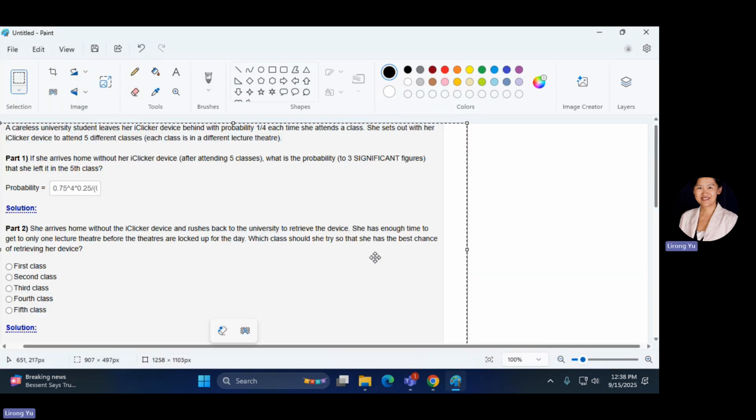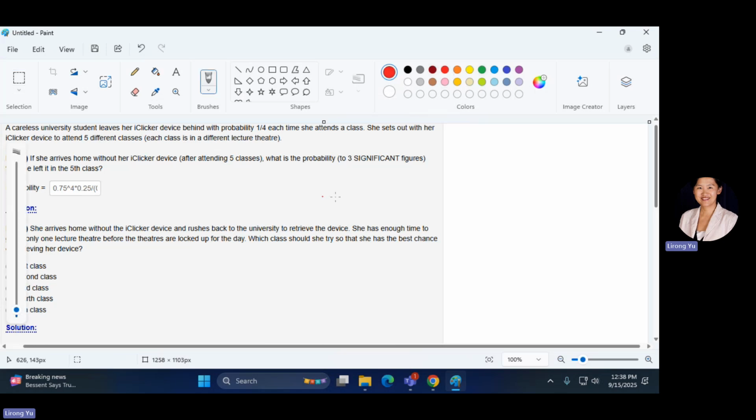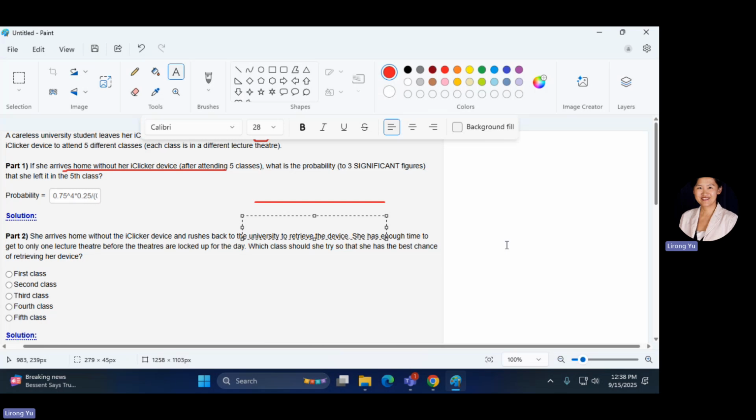If you have already finished it, then this will be something extra. So the first question is a conditional probability. The denominator will be she arrived home without the clicker. So it could be 0.25, the probability she left it in the 1st class, plus she left it in the 2nd class: 0.75, she didn't leave it in the 1st class, and then the probability she left it there.